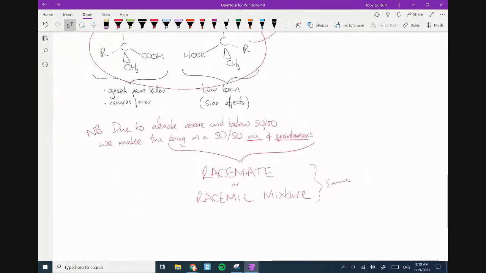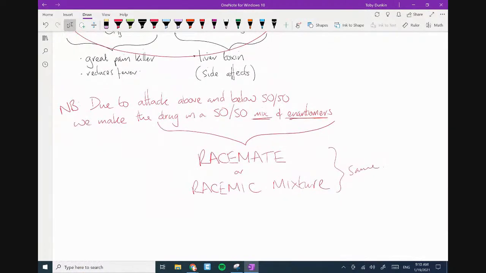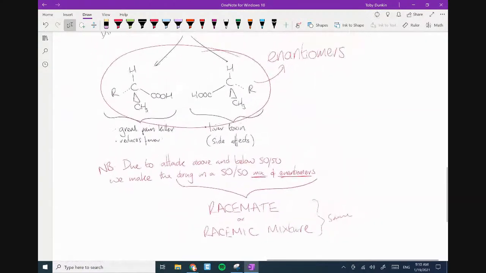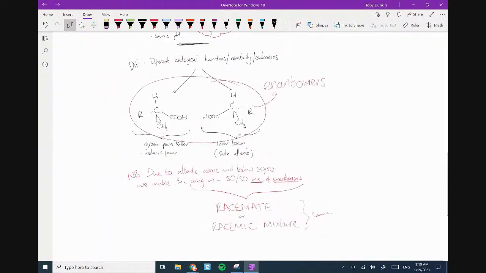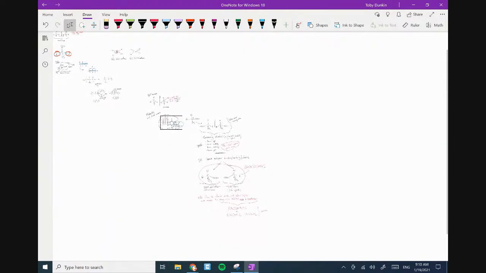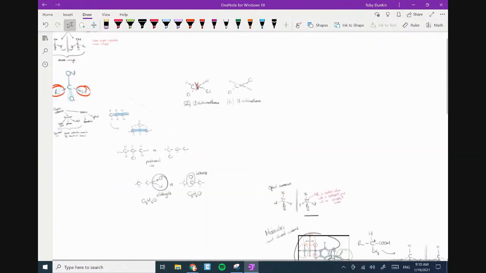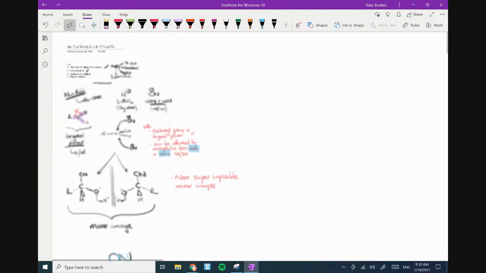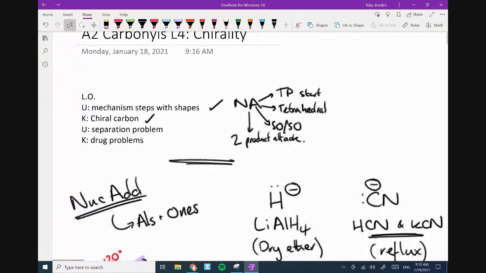Chemists can't separate them, so we don't bother 95% of the time. Biologists can. Biologists can separate them with enzymes. They build an enzyme capable of eating one of them. Bit crazy, really. It's very expensive, so no one ever bothers. So number one, the separation problem is done. But just to add that nota bene: biologists can separate them by having enzymes destroy one. And then the drug problem is that each enantiomer has different effects.